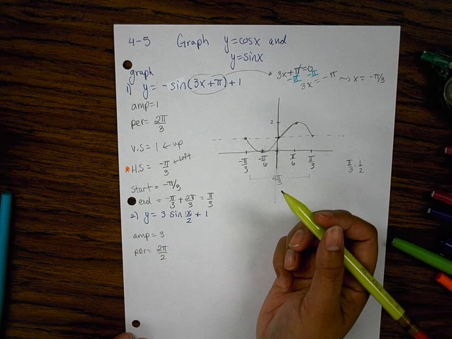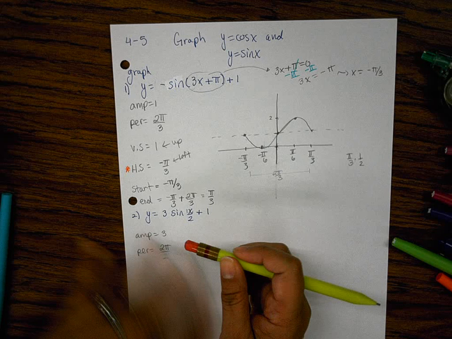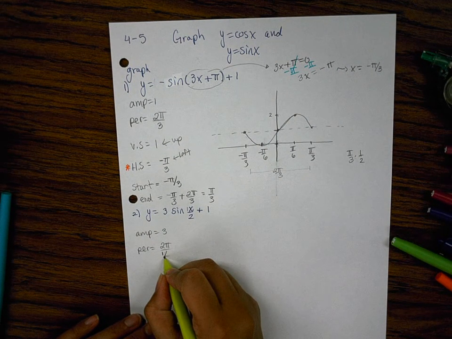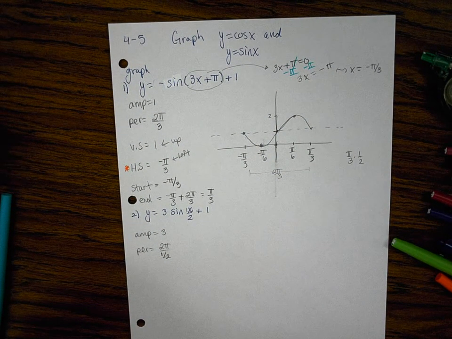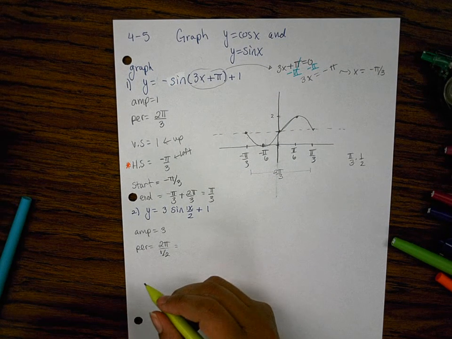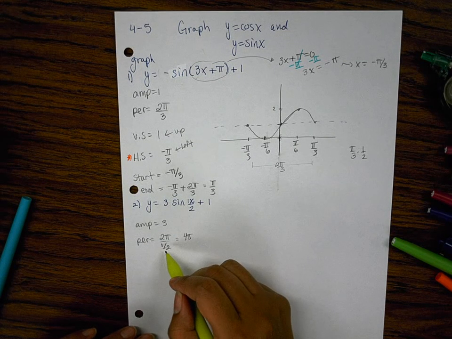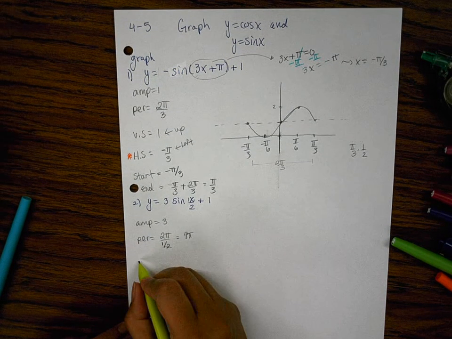X over 2 is equivalent to 1/2 x. So it's not 2 pi over 2, it's 2 pi over 1/2. Okay, equals 2 pi times 2, which is 4 pi. You can do that work on your own. When you multiply by the reciprocal, you get 4 pi.